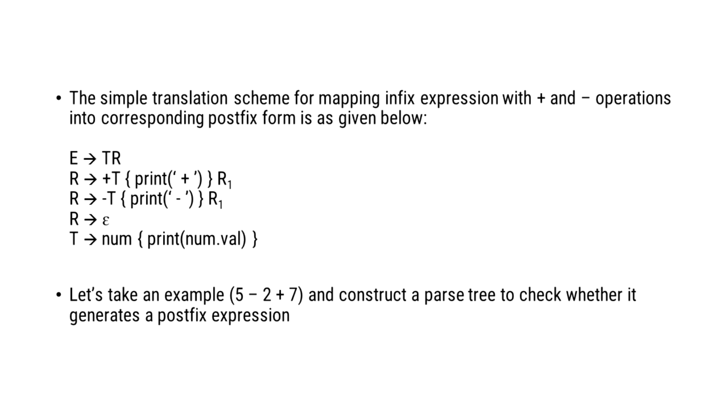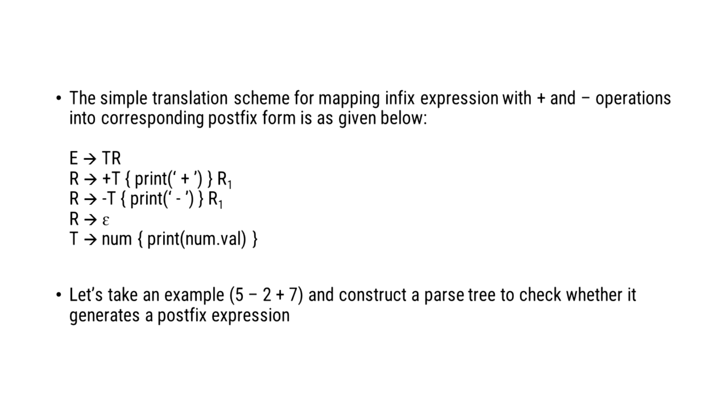That is, R gives plus T, R gives minus T, and T gives num. In R gives plus T, we wrote an action in between: print plus, and then again followed by R1. R gives minus T is followed by an action print minus and again R1, and the last production, T gives num, is followed by an action print num dot val. Here val is a property representing the value, like 2 or 3, whatever number. So we got this translation scheme, and now let's check whether it works properly or not.